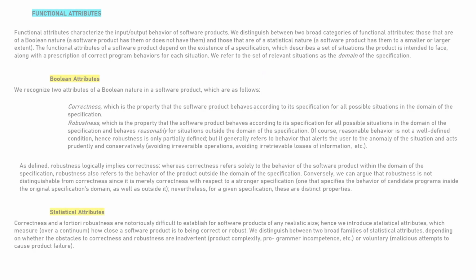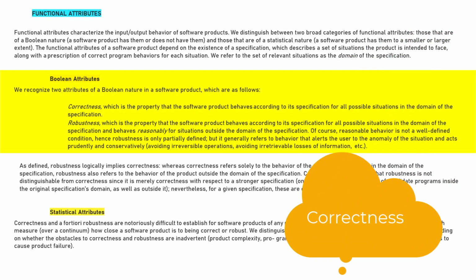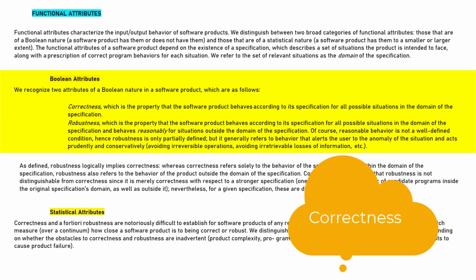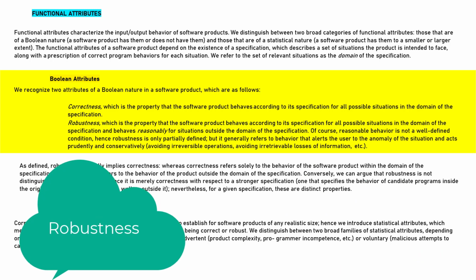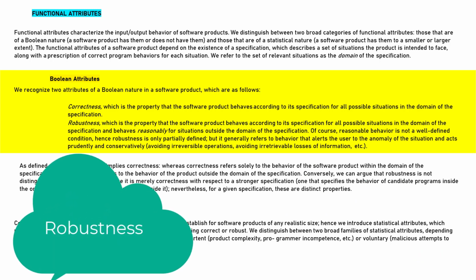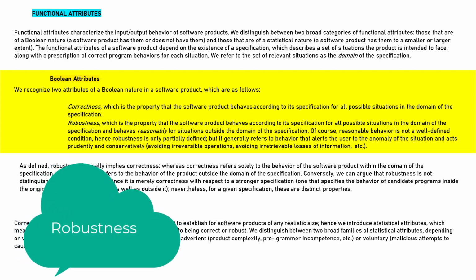2.1.1 Boolean attributes. We recognize 2 attributes of a Boolean nature in a software product, which are as follows. Correctness, which is the property that the software product behaves according to its specification for all possible situations in the domain of the specification. Robustness, which is the property that the software product behaves according to its specification for all possible situations in the domain of the specification and behaves reasonably for situations outside the domain of the specification.